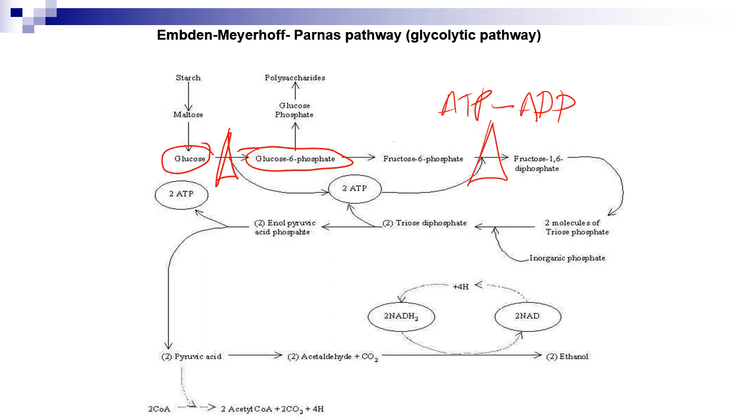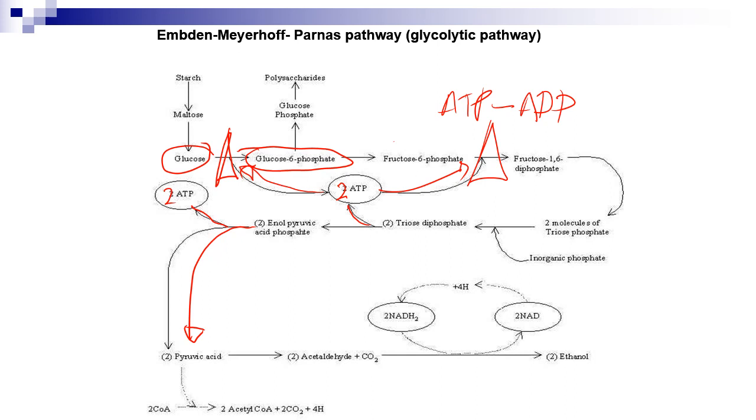Okay, and then they will also be converted into triose diphosphate, and then onward, triose diphosphate will be converted into enol pyruvate diphosphate, and we produce another 2 ATP here. These 2 ATP will help to pick up here and here, and then enol pyruvate acid phosphate will be converted into pyruvate acid. In this conversion, it will produce another 2 ATP.